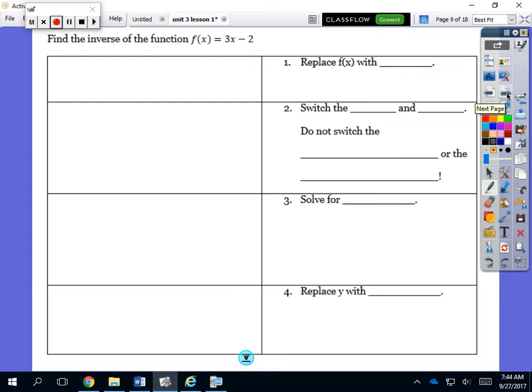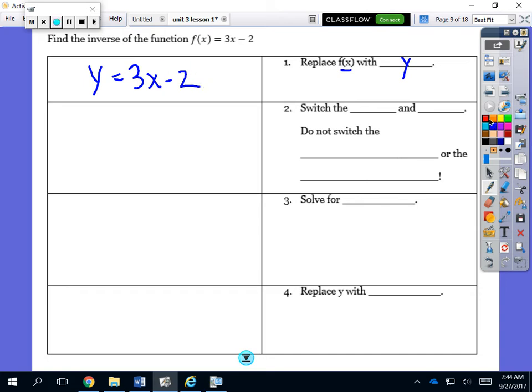So find the inverse of the function f of x equals 3x minus 2. First of all, instead of writing the f of x, we're going to put a y in that spot. So we're going to write this as y equals 3x minus 2.